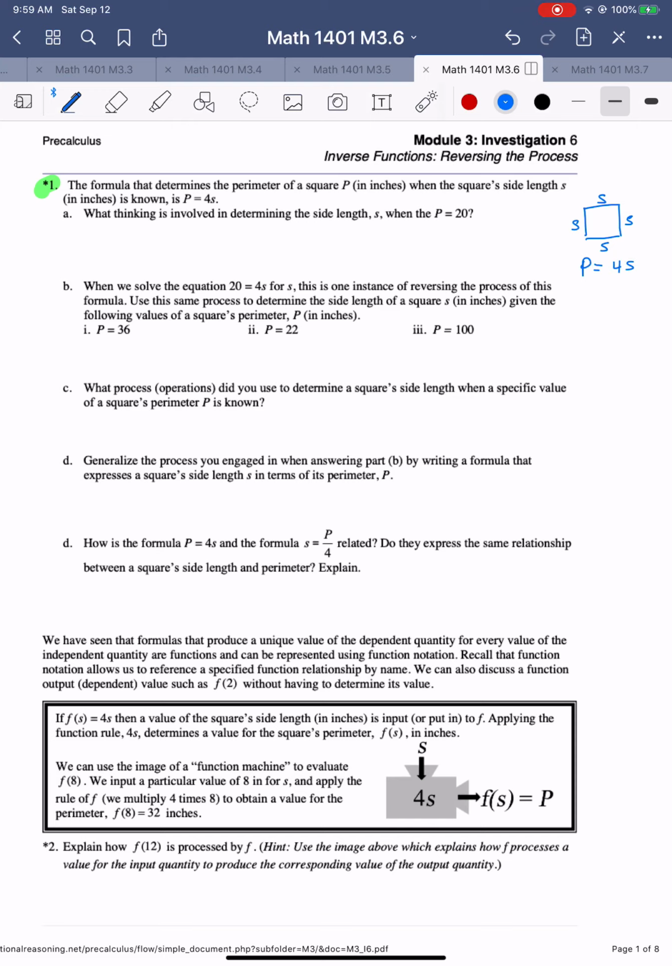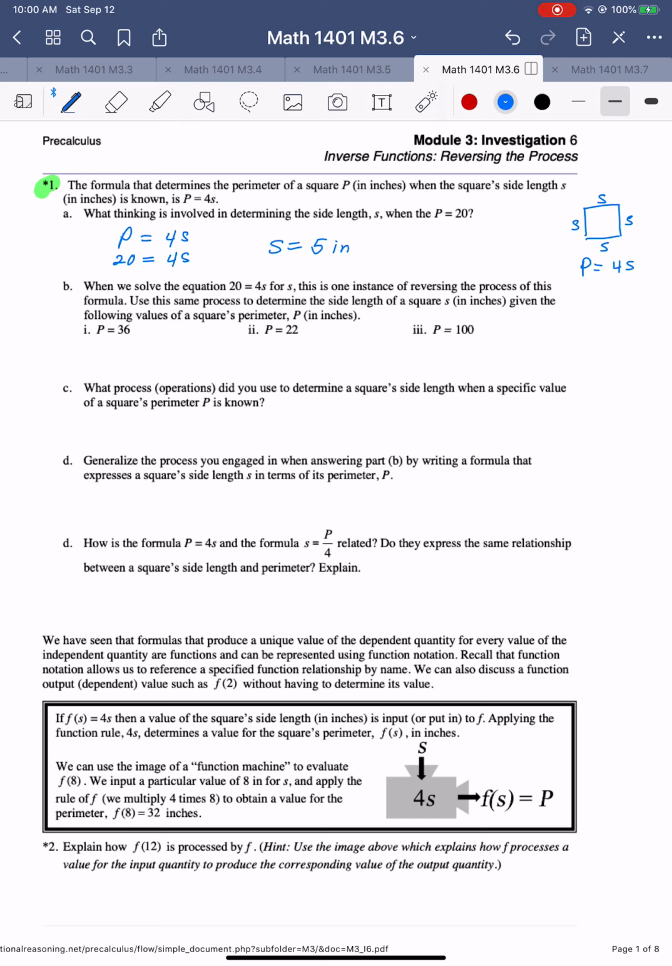So A, what thinking is involved in determining the side length s when P equals 20? So you have a given perimeter of 20, right? So you already know the perimeter. So P equals 4s, but the perimeter is already 20. But the square must have all equal sides, so we just need to find one side. That'll be the size for the square, right? And so s equals 5, isn't it?